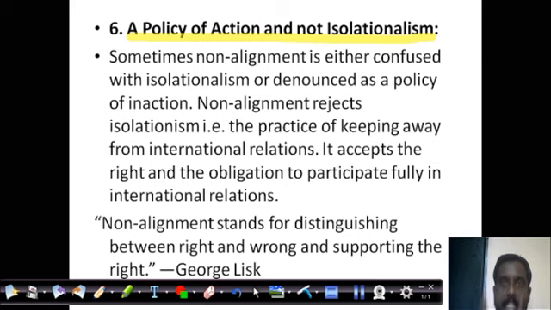So the second one is called non-alignment. Isolation is not the non-alignment movement. The practice of keeping away from international relations, or a policy of non-action, is not a part of non-alignment. Non-alignment stands for distinguishing between right and wrong and supporting the right. See, this is the point of the non-alignment movement.